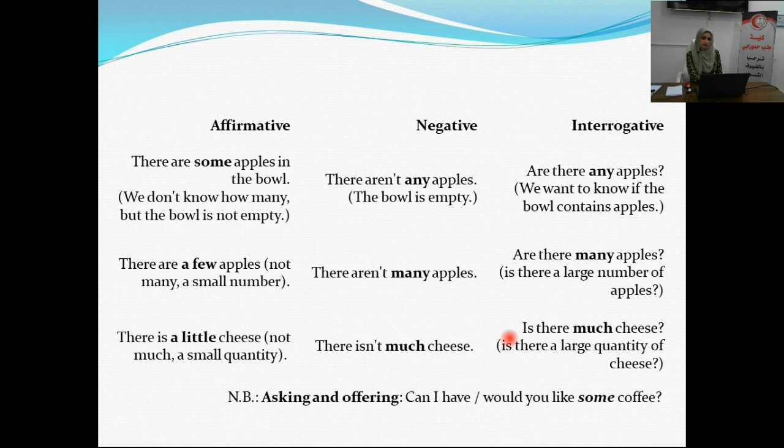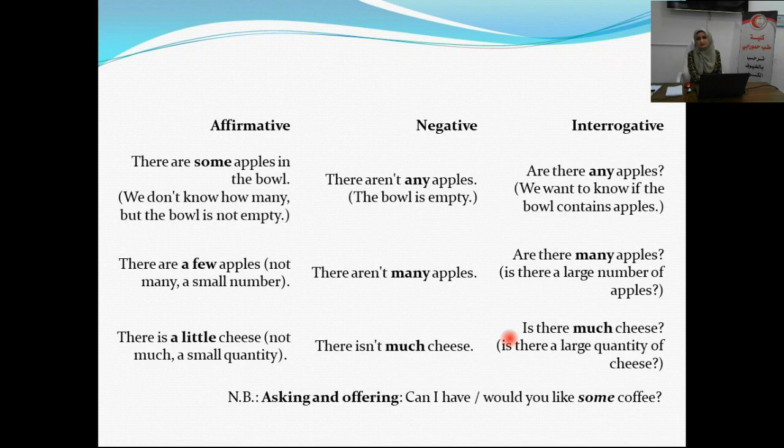The next example is, there are a few apples. The use of a few here with the affirmative sentence would be, there are not many apples in the negative one. So we changed a few to many here because a few is the opposite of many, but they keep using countable nouns. The same way with the interrogative, we are going to say, are there many apples?